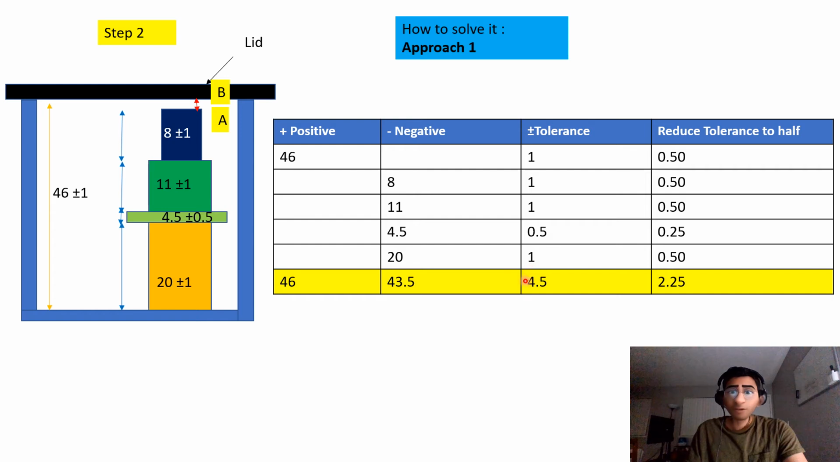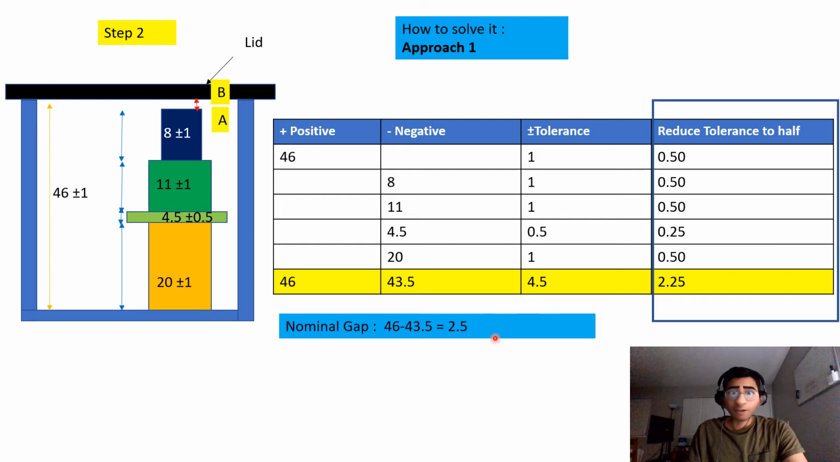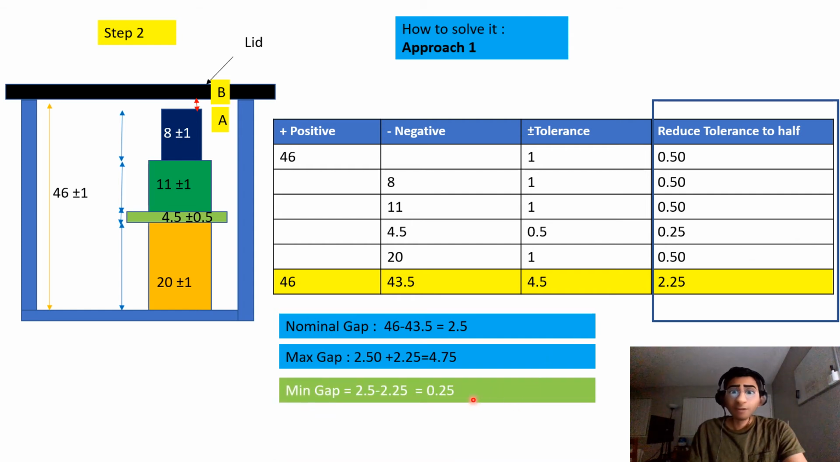So the total tolerance value earlier was 4.5, now the total tolerance value is 2.25. And what is the effect of that? So nominal gap remains the same because we have not changed any nominal values. Maximum gap is reduced, which makes sense because we have reduced the tolerances, so the variation is going to be less. And minimum gap, see now there is a tiny gap and it's positive, so it means it's not going to interfere. This strategy works.